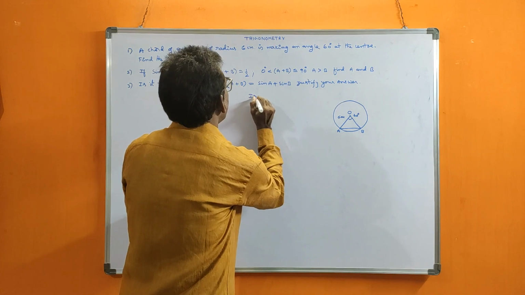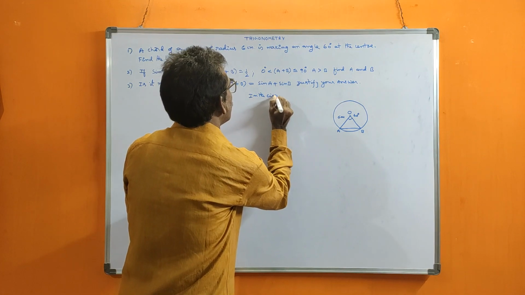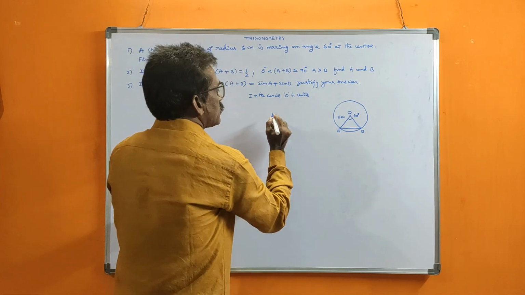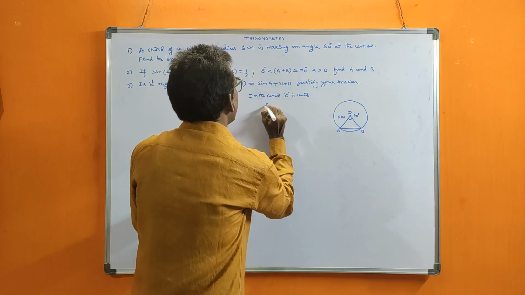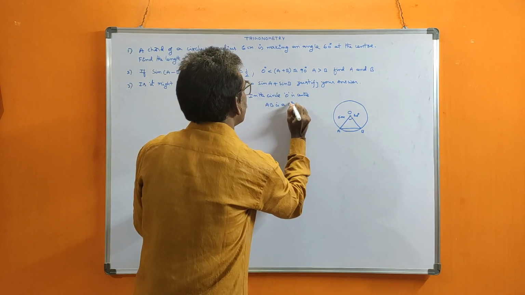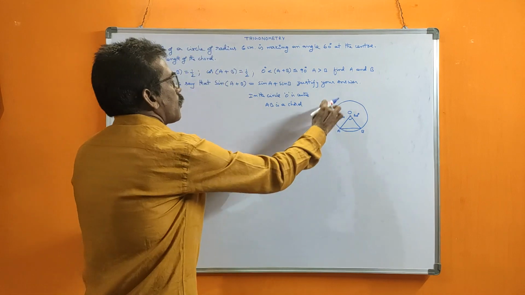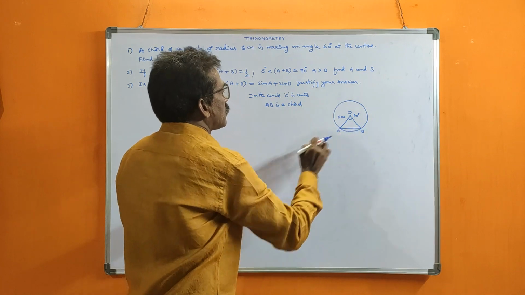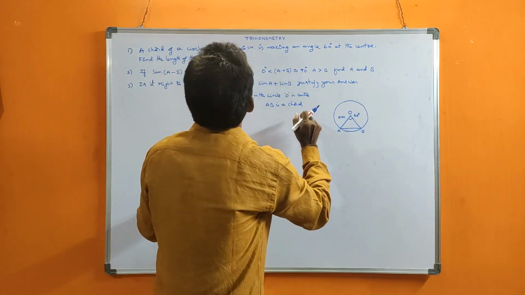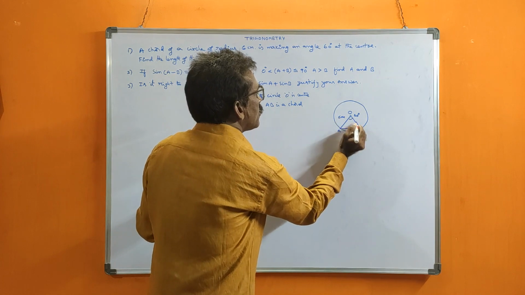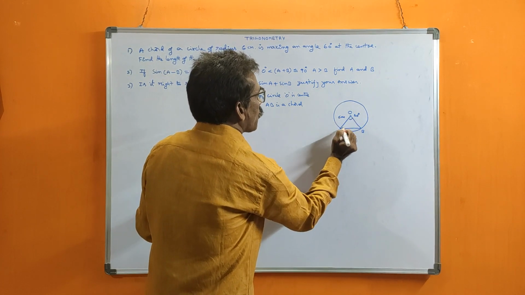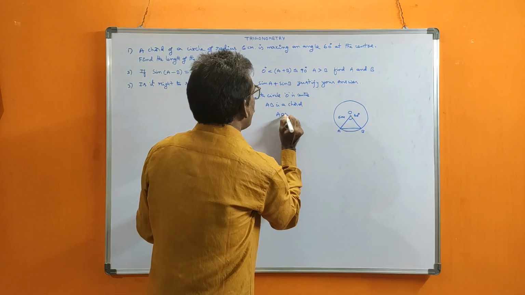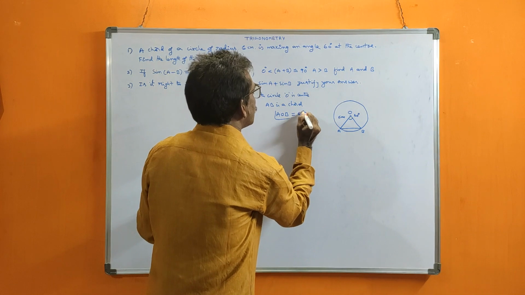In the circle, O is the center. AB is a chord. With center O, one circle is there, and in that, AB is a chord. It is making 60 degrees at the center. So how can you mention this angle? BOA or AOB. Angle AOB is equal to 60 degrees, given.